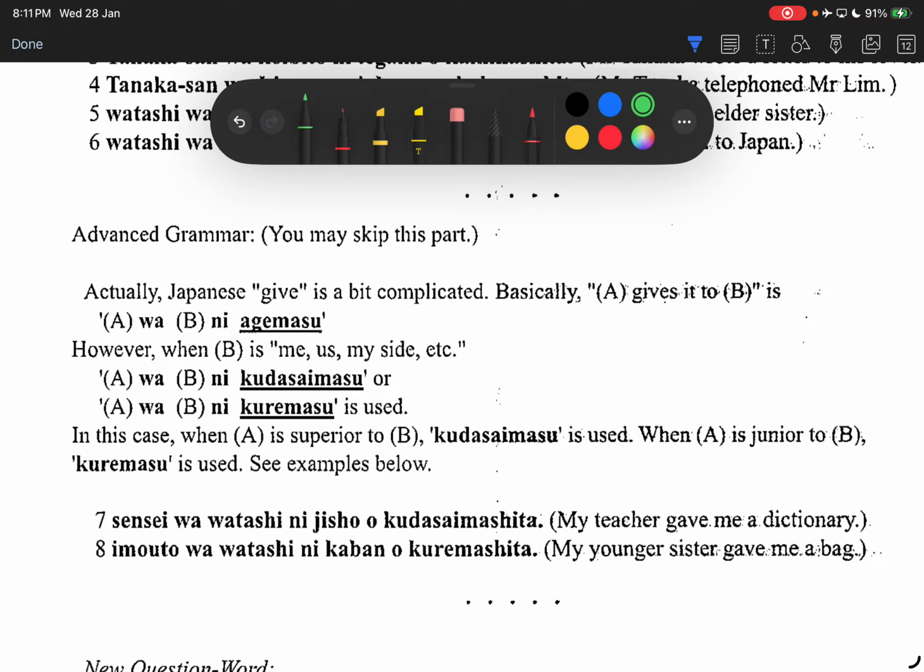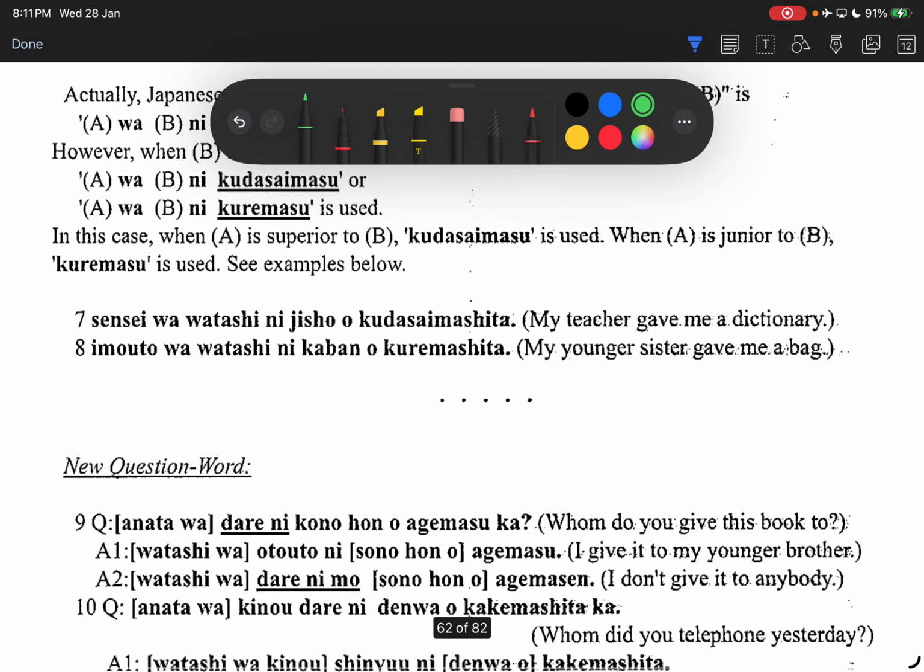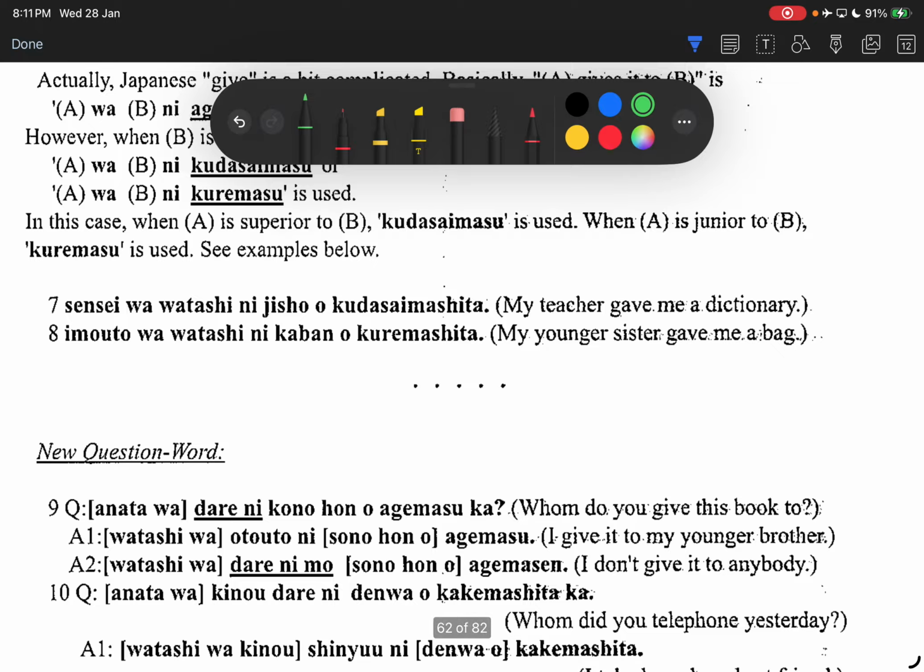Yeah. Okay. So for example, sentence number 7, Sensei wa watashi ni jisho o kudasaimashita. Right, so if I cover the middle part, watashi ni jisho, it just simply says Sensei wa kudasaimashita. So Sensei wa kudasaimashita, Sensei give. Right, Sensei give. So give to who? Must be the middle one lah. So watashi ni, give to me. Right, give to me, jisho. Jisho means dictionary.